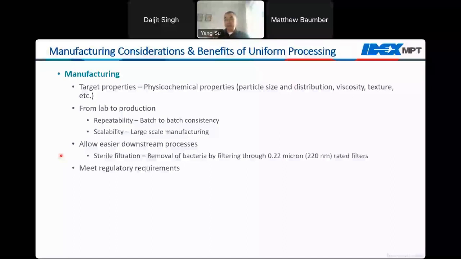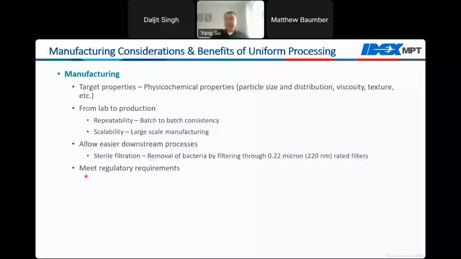And the filter has an average pore size of 0.22 micron or 220 nanometers. Obviously, that indicates the majority of the particles in your product or in the parenteral drugs should be less than that to achieve a good filtration efficiency or to allow an efficient filtration process.